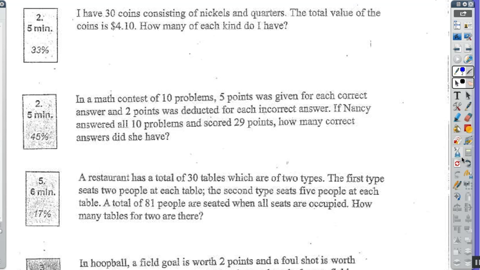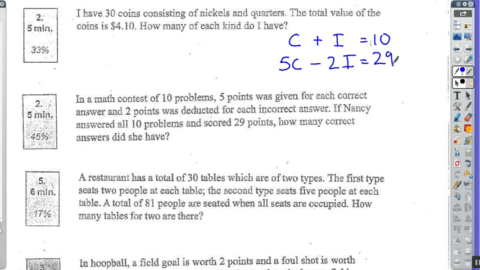All right. So another way to do this. So we have 10 problems, 5 points for each correct answer, 2 points are deducted for each incorrect answer. If you answered all 10 problems and scored a 29, how many correct answers does she have? All right. So how many total problems did we have? 10. So we have correct answers plus incorrect answers, and then we have a total of 10. Each correct answer is worth 5 points. So we have 5 times the number of correct minus 2 times the number of incorrect. And I had a total of 29.